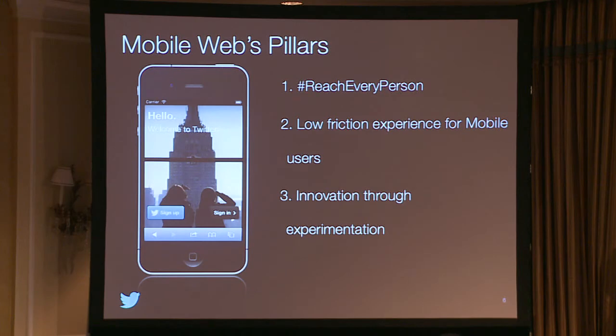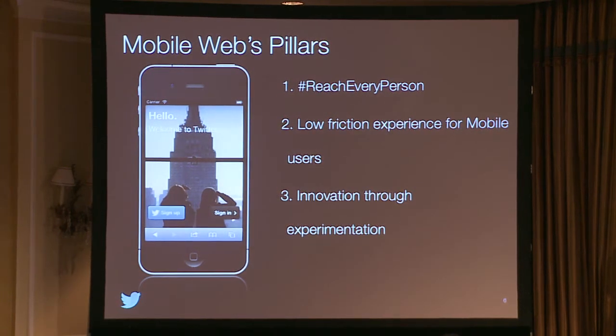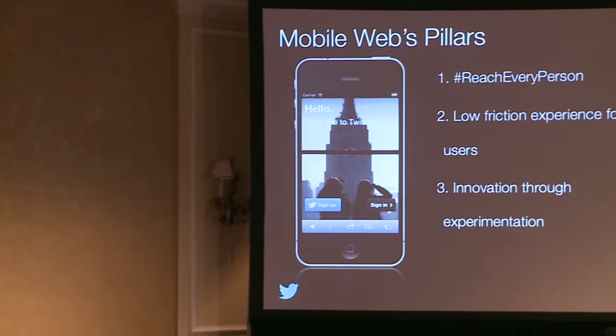And the third pillar is innovation through experimentation. That's another core value of Twitter. What we want to accomplish there is being able to play with stuff, add new features, but adding it to the clients is really expensive, to the native clients, given that it's code that ships and you cannot roll it back.